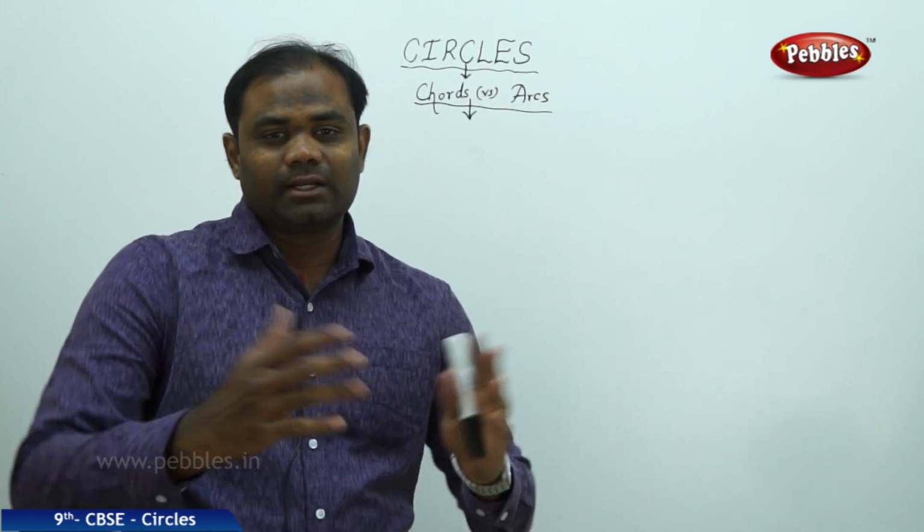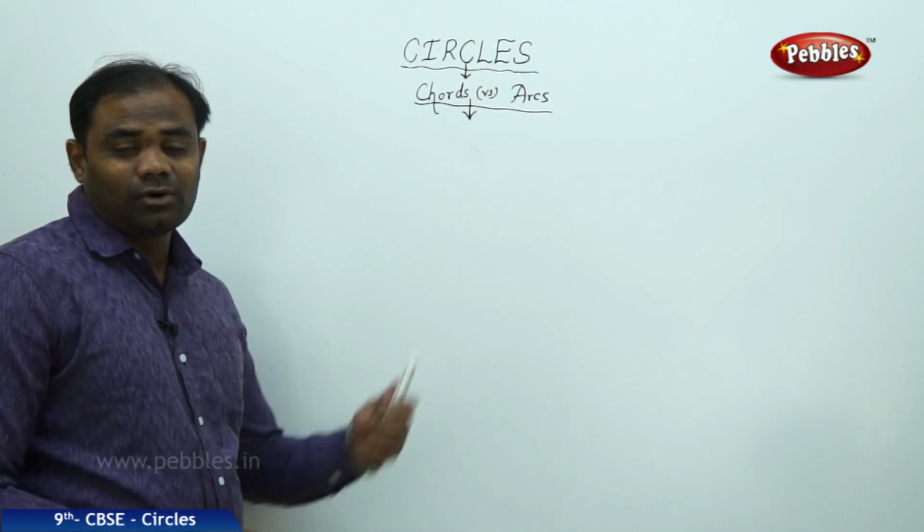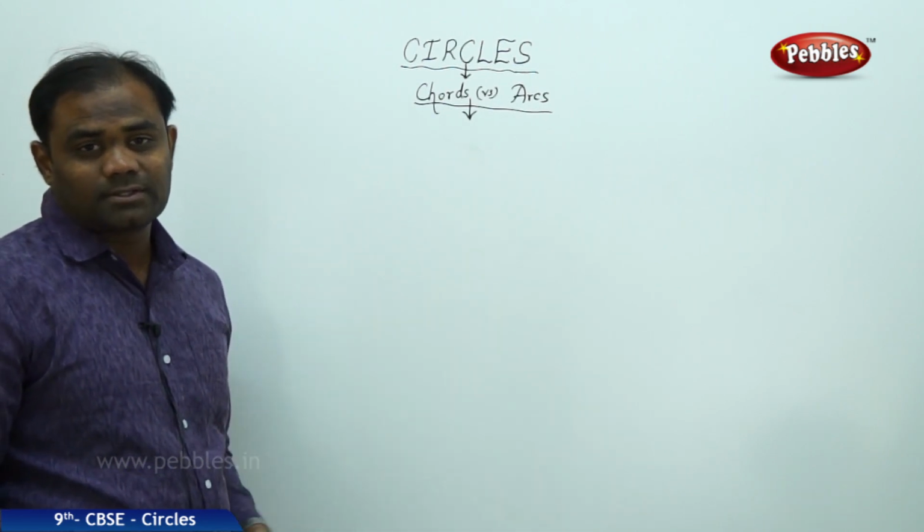Now that we have discussed a property connecting the chords and the arcs, if the lengths of chords are equal, then the respective arc lengths are equal. Let's see the converse. What if the arc lengths are equal? Will the chords formed by those arc lengths also be equal? That is the question here. So let's see if the converse holds true. This session is about the converse of the previous theorem.